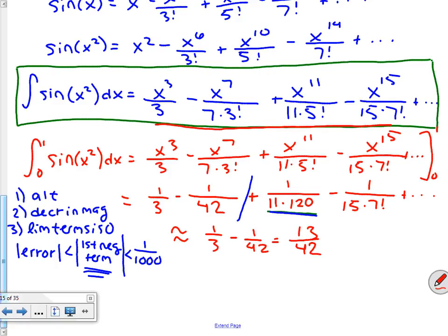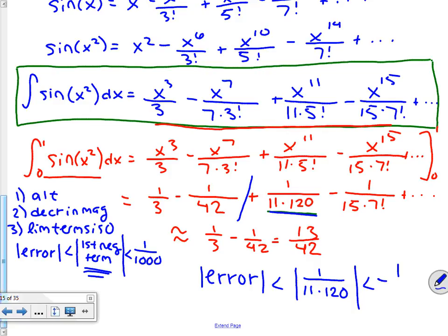That is my approximation for the integral of sine of x squared from 0 to 1. Now I need to say that my error, since all of those conditions that I established to the left are true, will be less than 1 over 11 times 120, which inherently is less than 1 over 1,000.